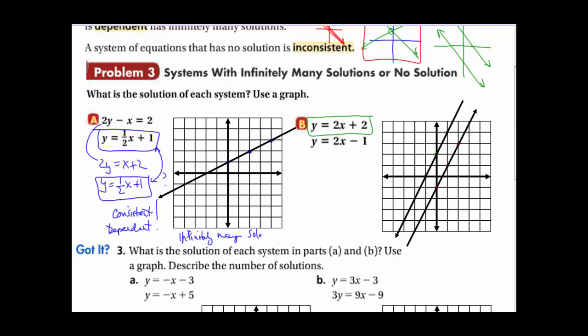On B, we had two different equations. They have the same slope and two different y-intercepts. Therefore, we have parallel lines. Parallel lines do not intersect, so they will not have a solution. So we have no solution. Therefore, this is inconsistent.